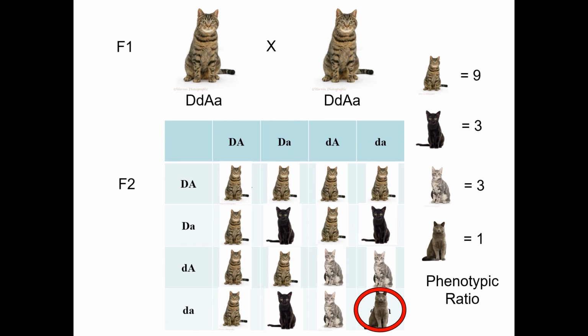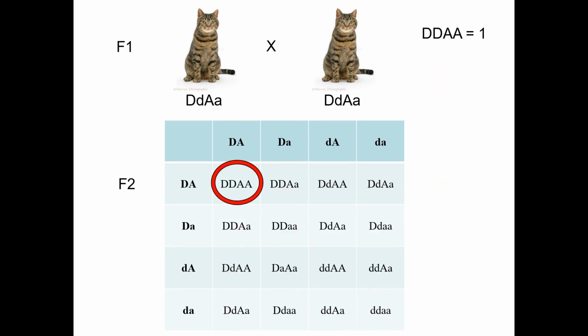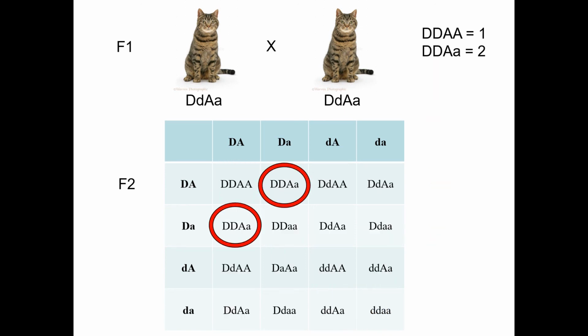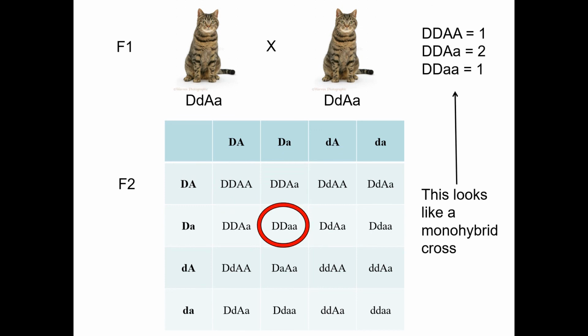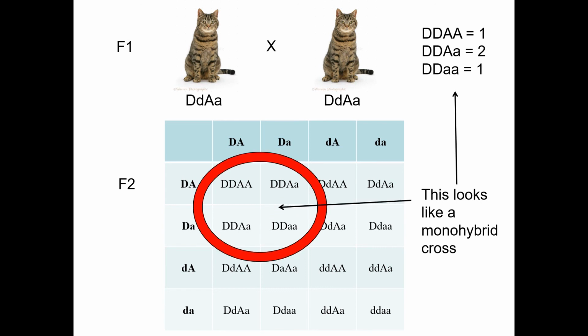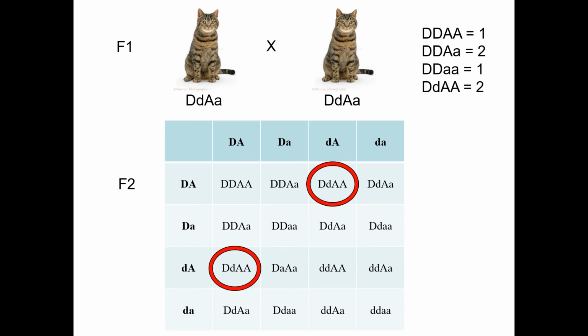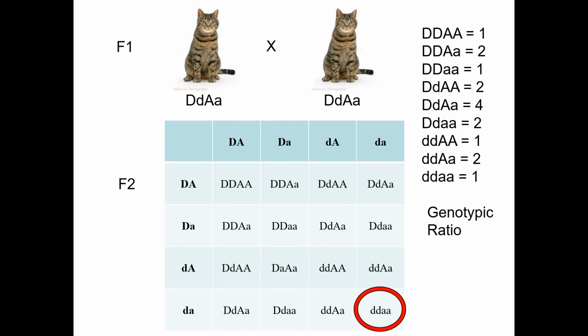So for example, we have 1 that's DDAA, all big, 2 that are 2 big Ds and heterozygous, and 1 that is 2 big Ds and homozygous recessive. This is the same 1 to 2 to 1 ratio as a monohybrid cross, because basically that's what this is. Only one of the traits was heterozygous. Now, this is going to keep going. The genotypic ratio for a dihybrid cross is a mess: 1 to 2 to 1 to 2 to 4 to 2 to 1 to 2 to 1. I won't be asking you for this, okay? So you don't have to memorize it. But you are going to need to understand where these kinds of numbers come from.